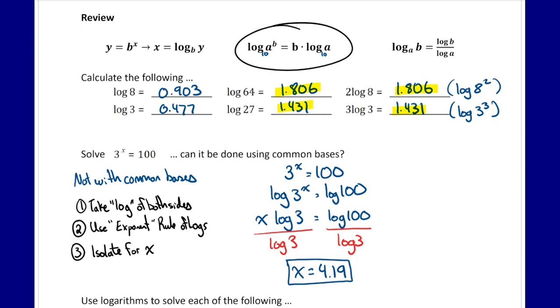So this log 100 divided by log 3, that's just something that we do on the calculator. Right? And we get 4.19. So then if we do 3 to the power of 4.19, we should get 100. We should get relatively close to it. If we do 3 to the power of 4.19, we get 99.801. But if we kept more decimal places, it would be exactly 100. So that is how we solve using logarithms when we can't use common bases.